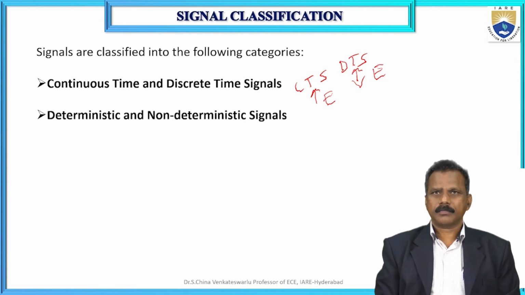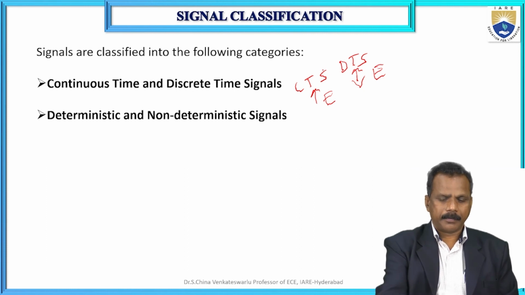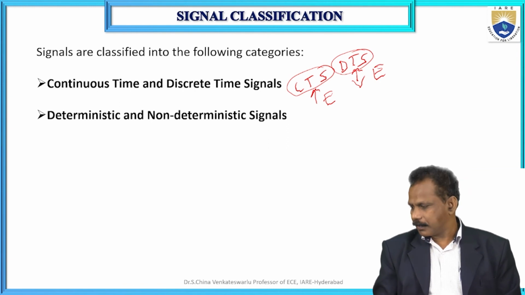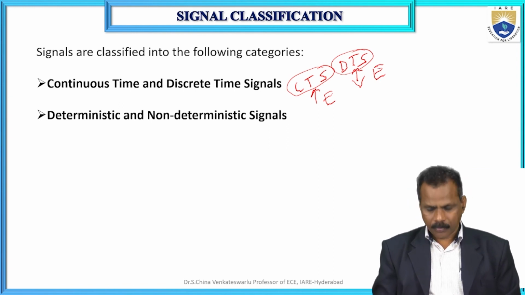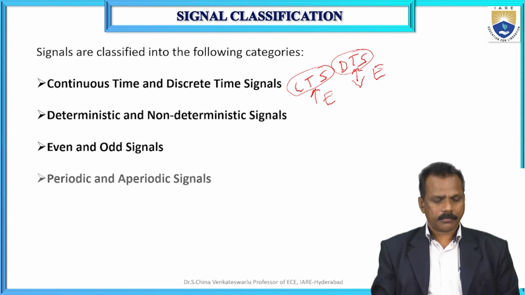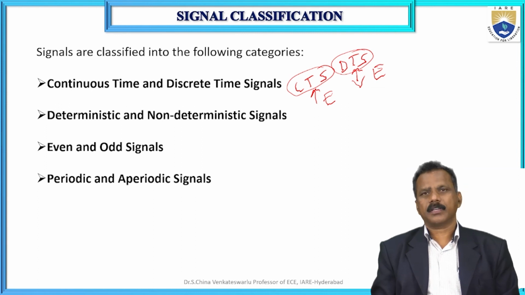The signals are classified into the following categories. All categories depend upon whether it is a continuous time signal or a discrete time signal: deterministic or non-deterministic signals, then even and odd signals, and of course periodic and aperiodic signals, which we have already seen at the start.